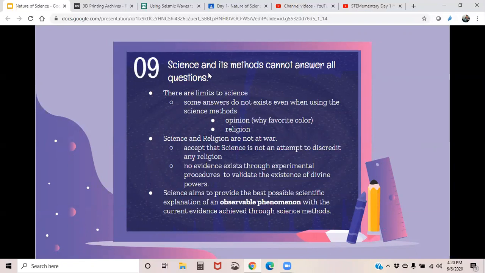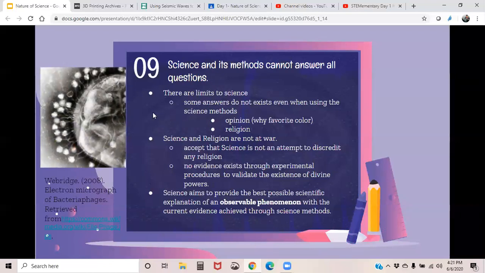And so science aims to provide the best possible scientific explanation of an observable phenomenon, something that we can observe happening through patterns routinely over and over again. And so this is an electron micrograph of bacteriophage. These are virus cells, right? And so here's an observation of a virus infecting a bacteria cell. And so we could ask the question, why do viruses exist? Even though we have an observable phenomenon, there's not enough evidence to actually go back and track exactly why viruses exist on the earth. So even scientific questions have limits to being answered.